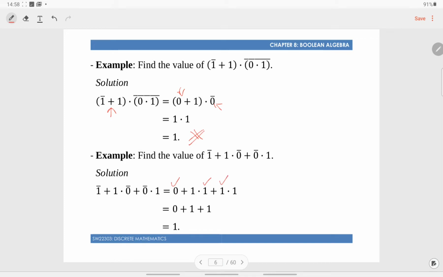And then we solve the Boolean product. Okay, this one, 1 times 1 equals 1. 1 times 1 equals 1. And finally, we solve the Boolean sum. Okay, 0 plus 1 plus 1, because 1 appears there. So the final answer is equal to 1. Alright.